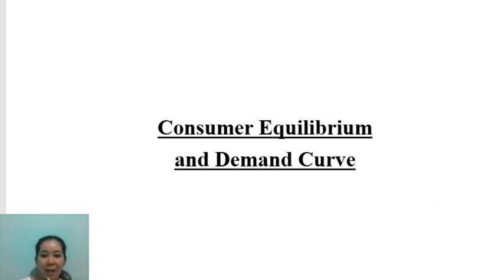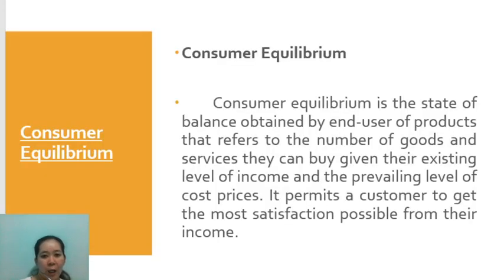So this is consumer equilibrium and the demand curve. Okay, so here, when we say consumer equilibrium, this is the state of balance that is obtained by the end user of products that refers to the number of goods and services that they can buy given their existing level of income and the prevailing level of prices. So here it permits the customer to get the most satisfaction possible from their income.